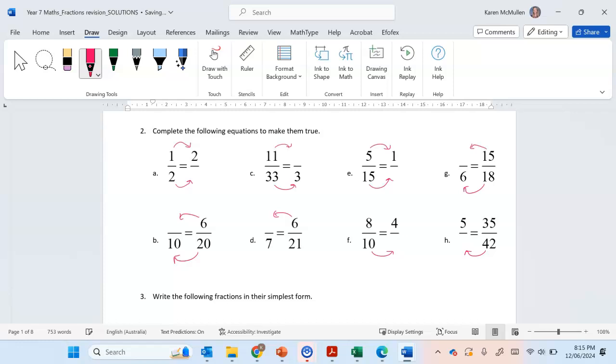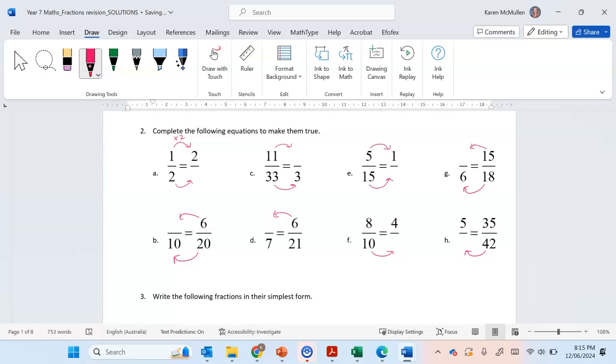I'm not going to keep doing them because the video will go on forever, so we'll just do a few of them together. Looking back at question A, I say, well, what did I multiply 1 by to get to 2? And remember, you're not always going to be multiplying. You could be dividing. So if you're going from a small number to a big number, you're multiplying.